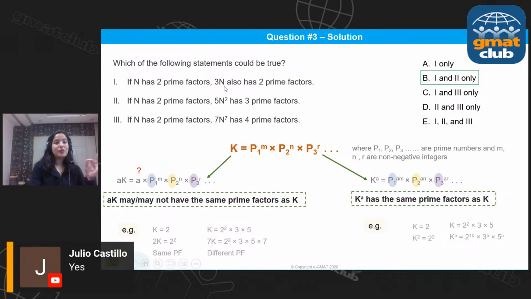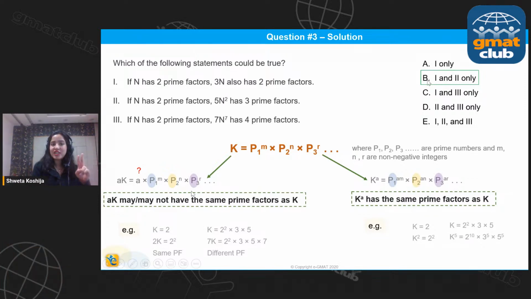This first statement, which is 3n, is just the product case, the AK case. Now, AK may or may not have the same, right? So if n has two prime factors, it's possible that 3n also has two prime factors. It's also possible that 3n has how many prime factors? Tell me what's the other possibility that exists for 3n. Let's see who gets that first. What's the other possibility for number of prime factors of 3n?